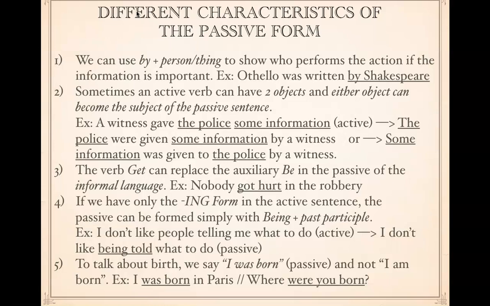And then the last thing, to talk about birth, we say "I was born," which is a passive form, and not "I am born." So, for example, I can say "I was born in Paris," or ask, "Where were you born?" But of course, if I want to say something in the present, we can use the verb to be in the present simple and then the past participle "born." For example, "How many babies are born every day?"